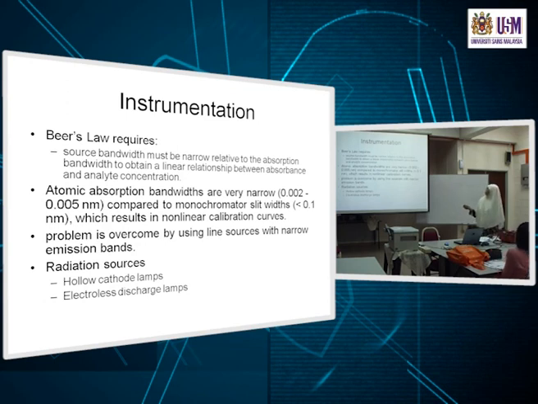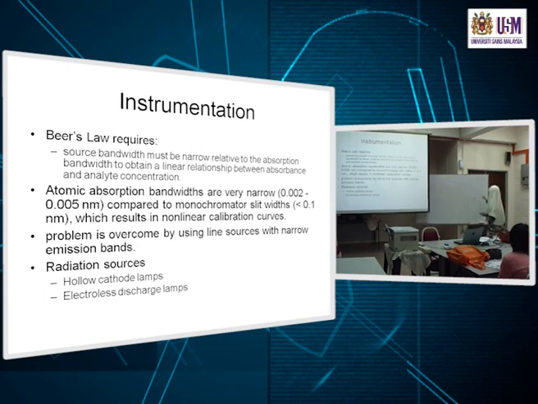Now, remember Beer's law? For absorption, absorbance is proportional to concentration. This is the path length, this is concentration, and this is a characteristic of the absorbing species. So different metals will have different epsilon. Now we are describing the absorbance, how it is related to concentration, because this forms the basis of your method. You want to determine concentration and you measure the absorbance. So this is Beer's law.